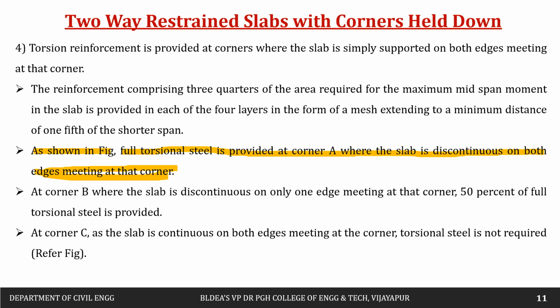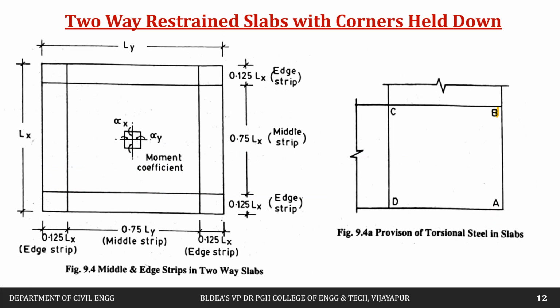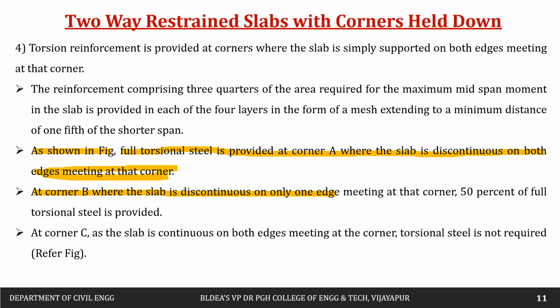Then next is corner B, where the slab is discontinuous only on one edge. If you see at point B, one side is discontinuous and one side is continuous. In that case, at corner B where the slab is discontinuous only on one edge meeting at that corner, 50% of the full torsional steel is provided.